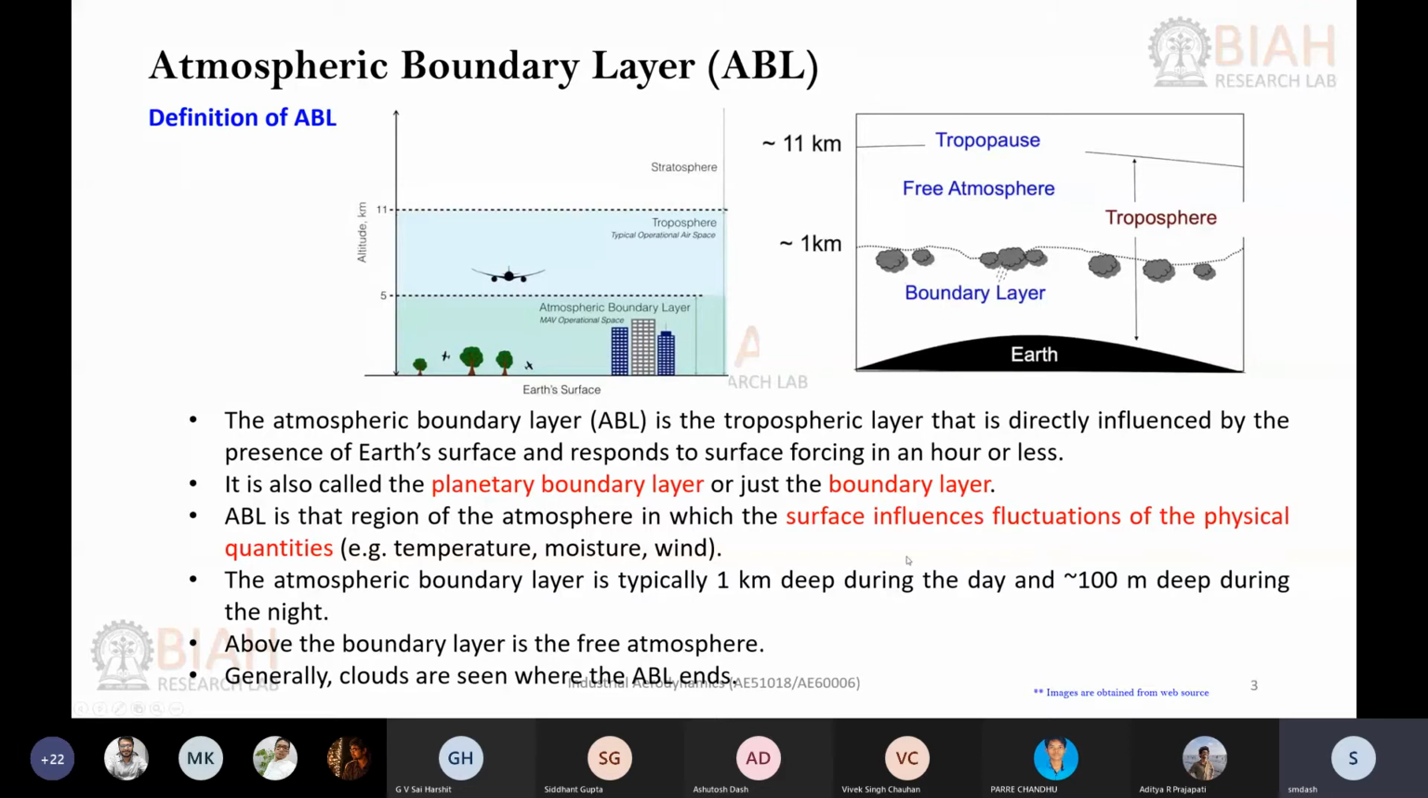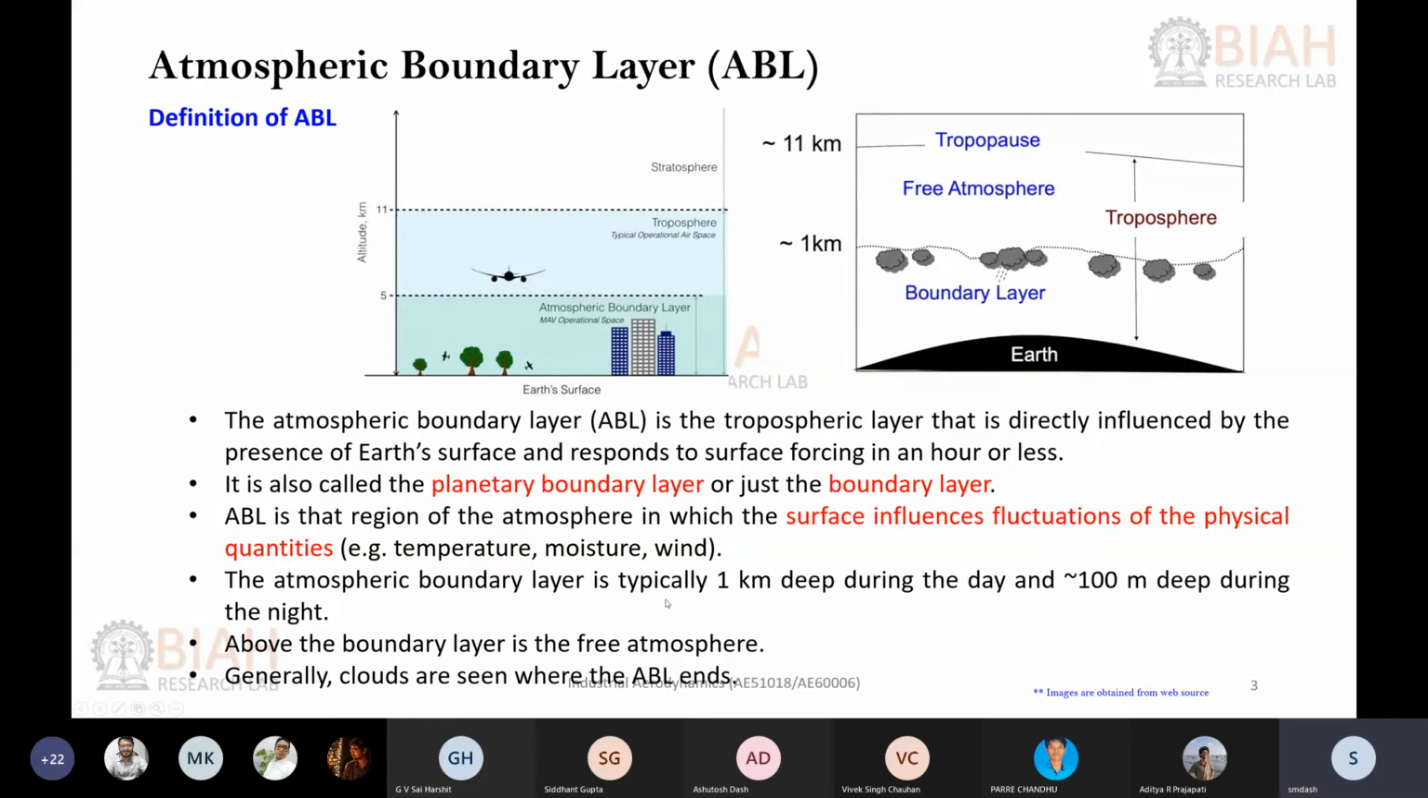In the boundary layer, you see fluctuations of the physical quantities. For example, temperature, moisture, wind speed, all these physical quantities have a lot of fluctuations in this boundary layer. Above the boundary layer, the situation is more or less steady. The amount of fluctuation is not that significant, whereas inside the boundary layer, the fluctuations are quite significant.